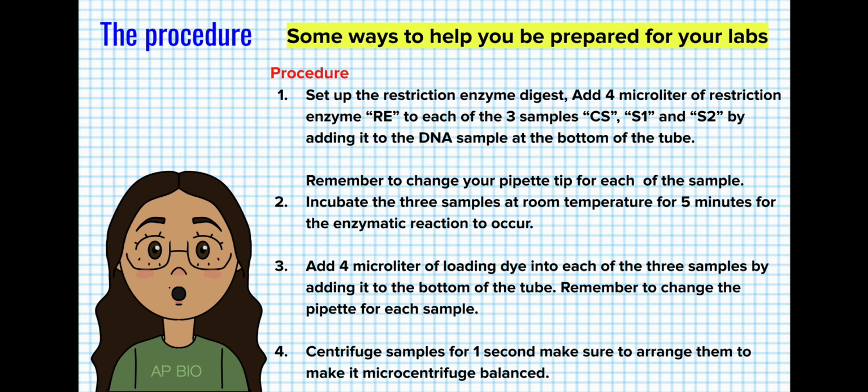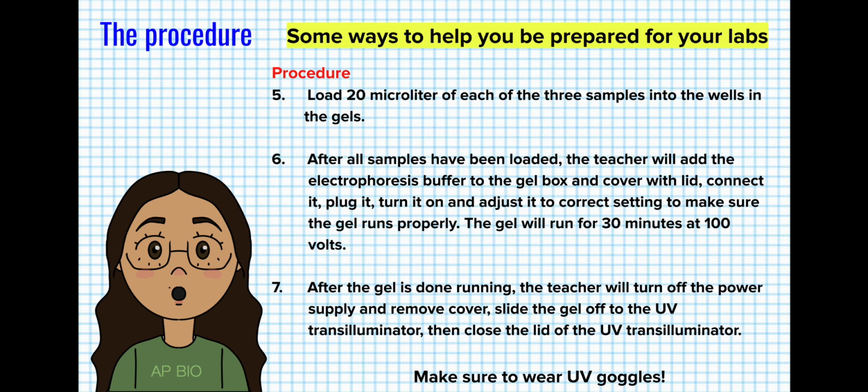Add 4 microliters of loading dye into each of the 3 samples by adding it to the bottom of the tube. Remember to change the pipette tip for each sample. Centrifuge samples for 1 second. Make sure to arrange them so the microcentrifuge is balanced. After that, load 20 microliters of each of the 3 samples into the wells in the gel.